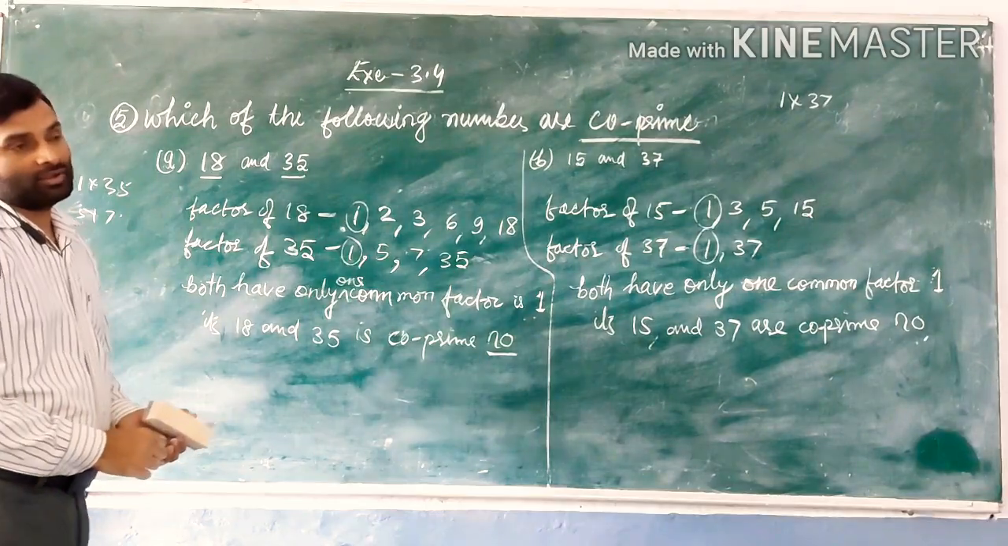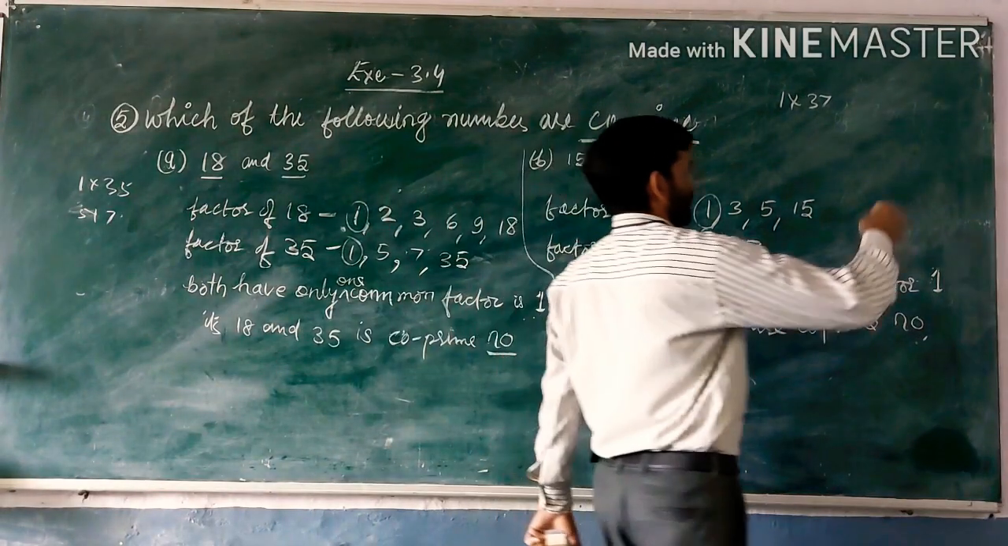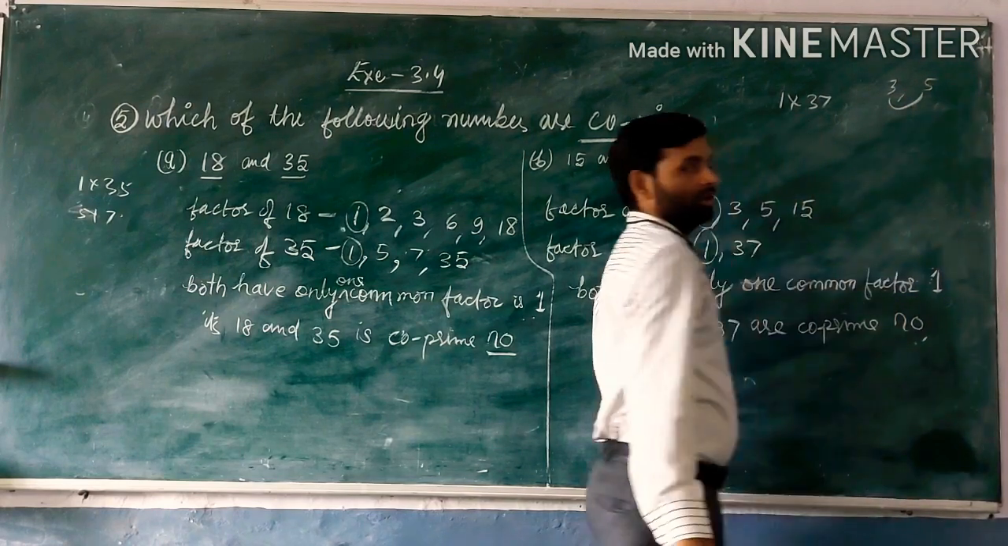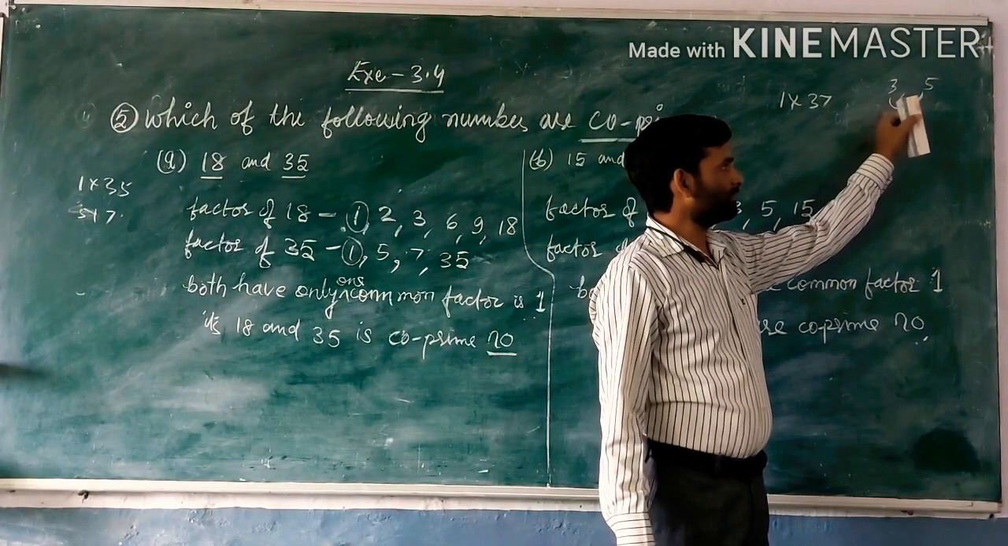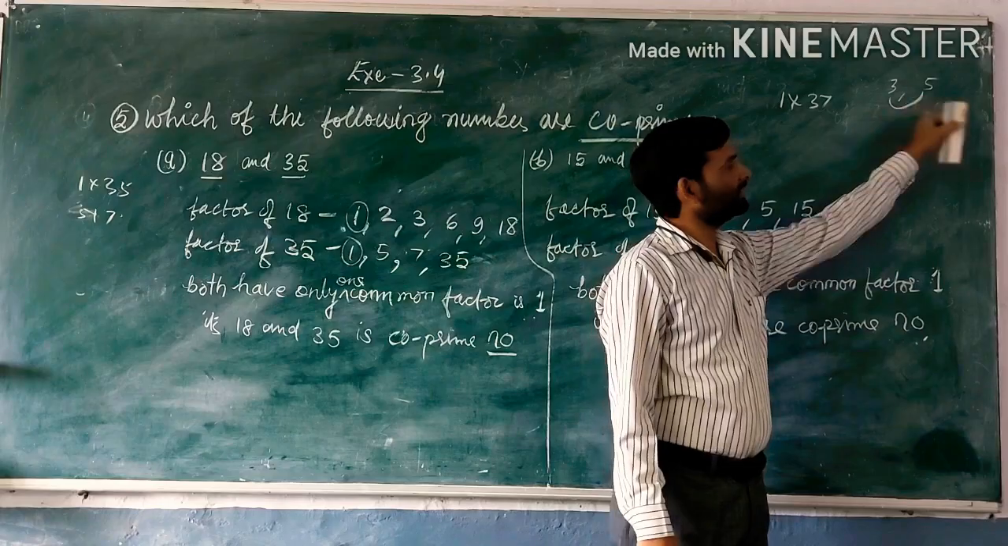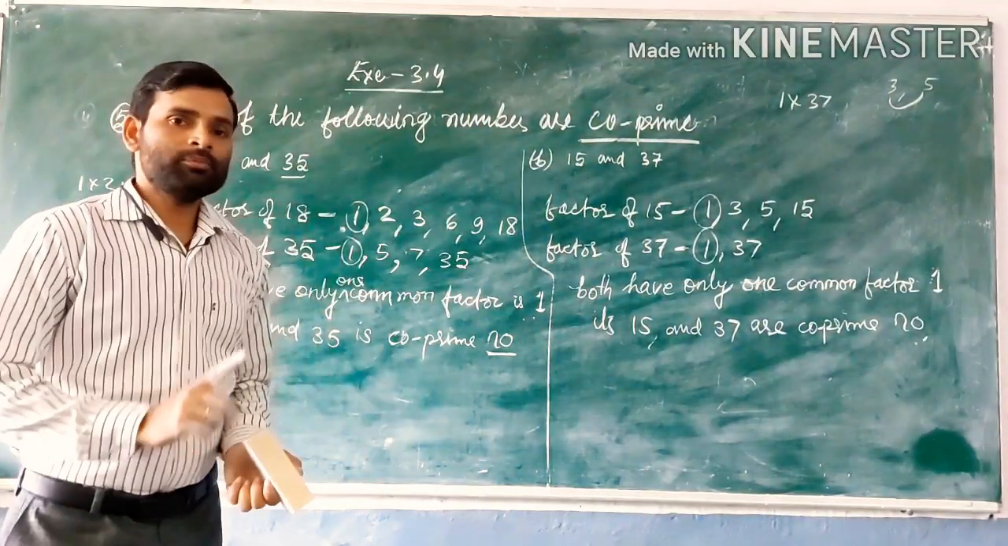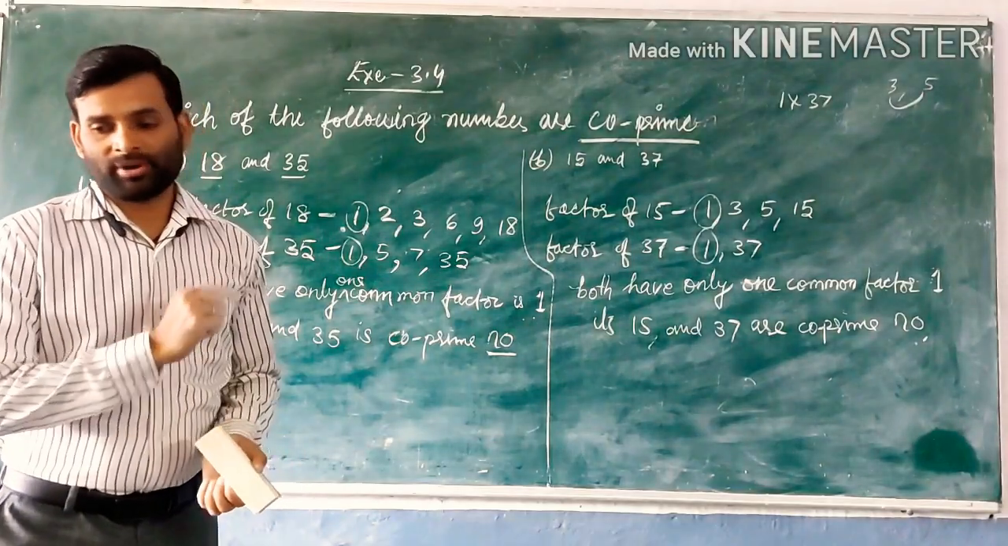And any pair of prime numbers is co-prime. Suppose 3 and 5: 3 is a prime number, 5 is a prime number, and 3 and 5 are co-prime numbers. All pairs of prime numbers are co-prime numbers. Okay.